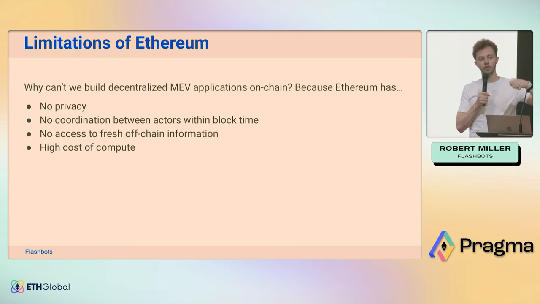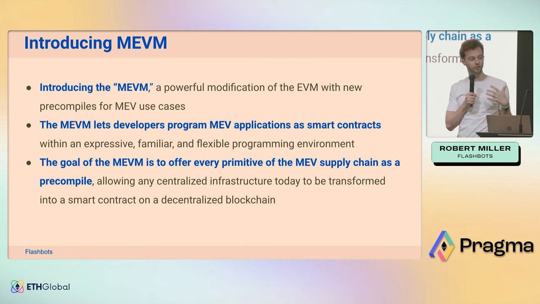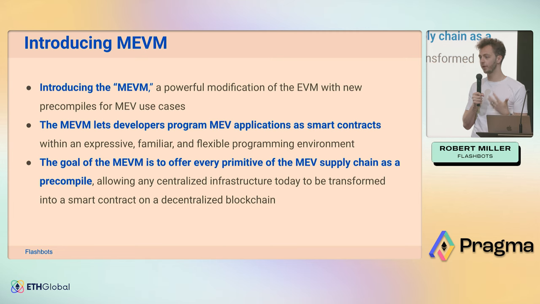You can't get really quick off-chain information like a Binance API if you're interested in conditioning your execution on that, and it's fairly expensive to do compute. So these reasons are why Flashbots is developing something that we call the MEVM, which is this modification of the EVM that we're making with new precompiles, really specific, powerful features for MEV use cases specifically. So as an example, taking a signed transaction, simulating it, and returning some information, or building a block with a list of transactions that is input.